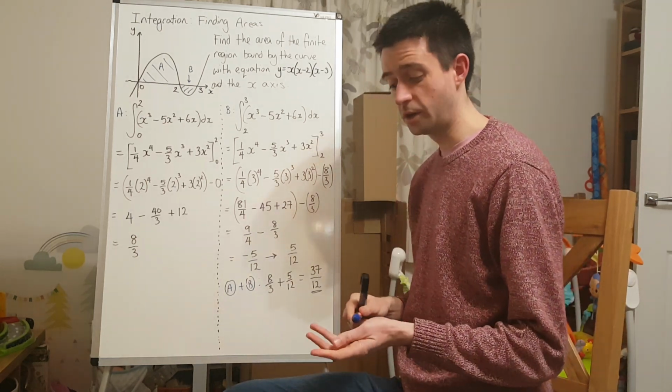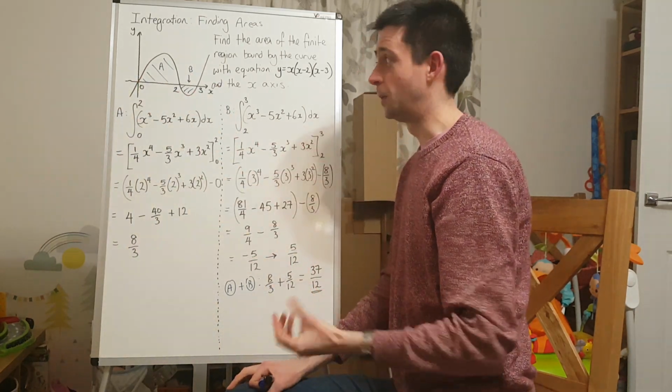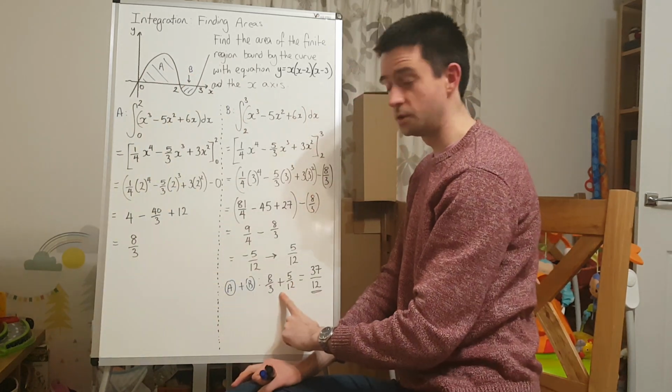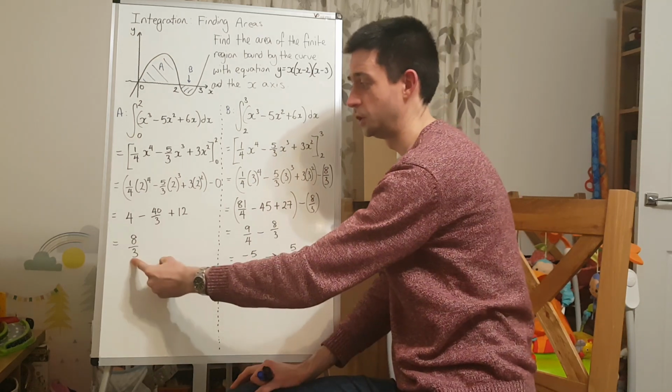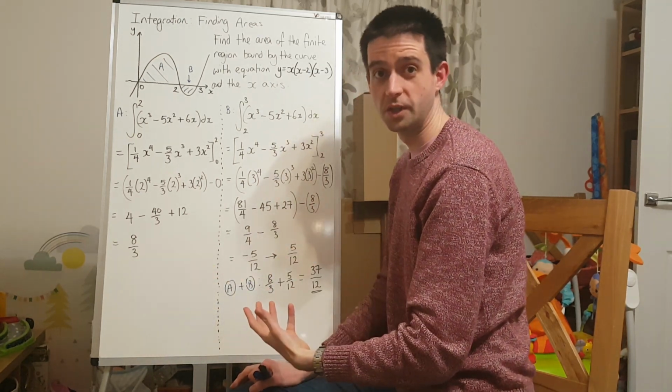Now, why can't I just integrate between 0 and 3? Because if I do that, what will happen is it'll find this bit and it'll take away this bit. So rather than do what I've done, which is 8 over 3 plus 5 over 12, it'll do 8 over 3 subtract 5 over 12 and get you the wrong answer.